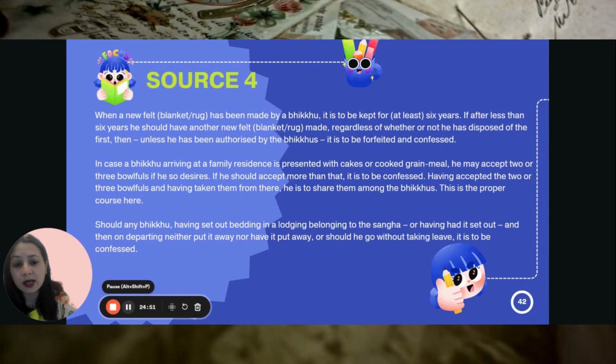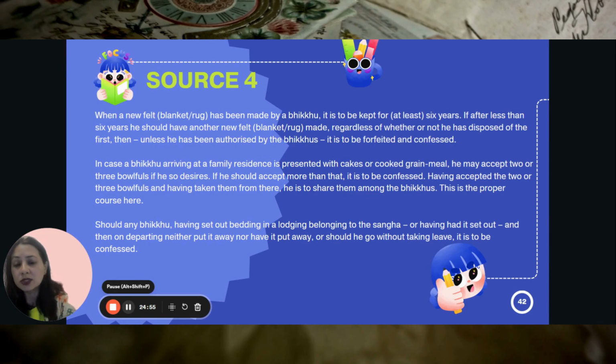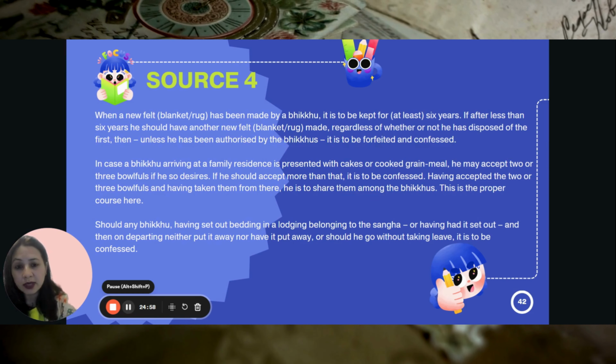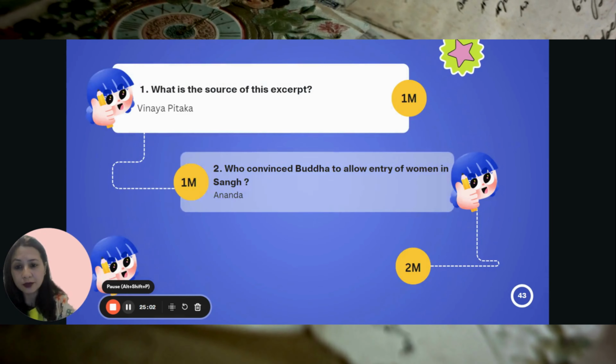It is not given directly, but after we read, we can make out that here they have mentioned what a bhikkhu is supposed to do. The rules and regulations of a bhikkhu are mentioned in Vinay Pitaka. So this is how we can crack the first question.